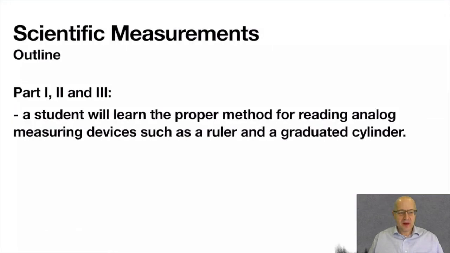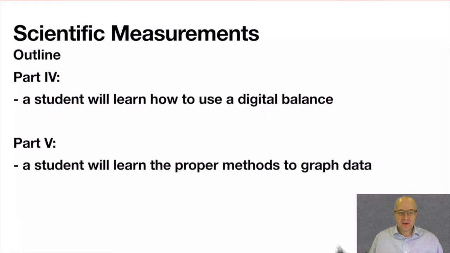All right, so before we get into that, outline, parts 1, 2, and 3: a student will learn the proper method for reading analog measuring devices, such as a ruler and a graduated cylinder. So you're going to learn how to use both in today's experiment. Scientific measurements, outline, part 4: a student will learn how to use a digital balance. Very simple. One of the easiest things you'll learn to do in all your life. And part 5, a student will learn the proper methods for graphing scientific data. Very, very simple, guys. No problem at all.